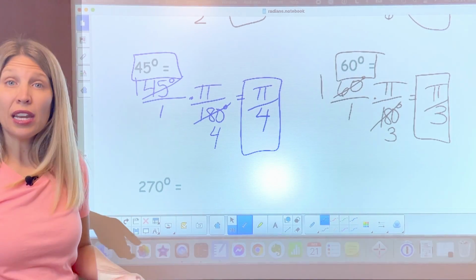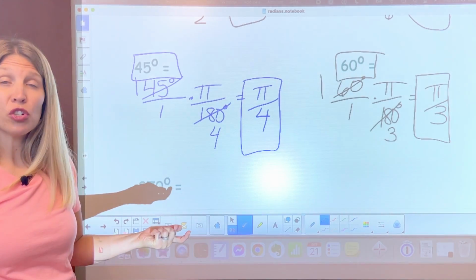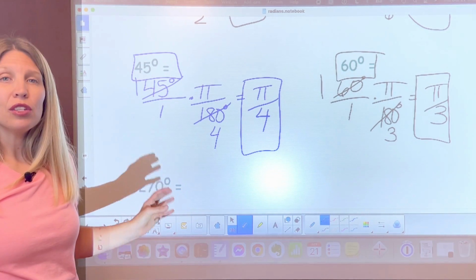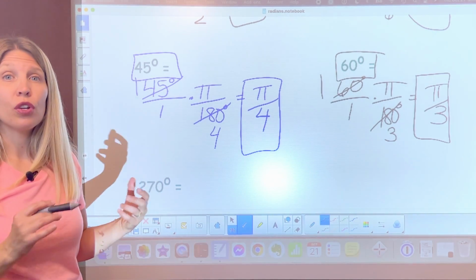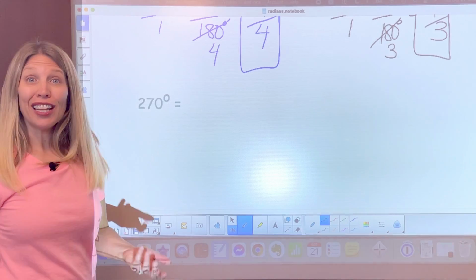And you can do these with any problems. They might not simplify down as much as these, and that's okay. But it is good practice to be able to convert degrees to radians. Let's try one more.